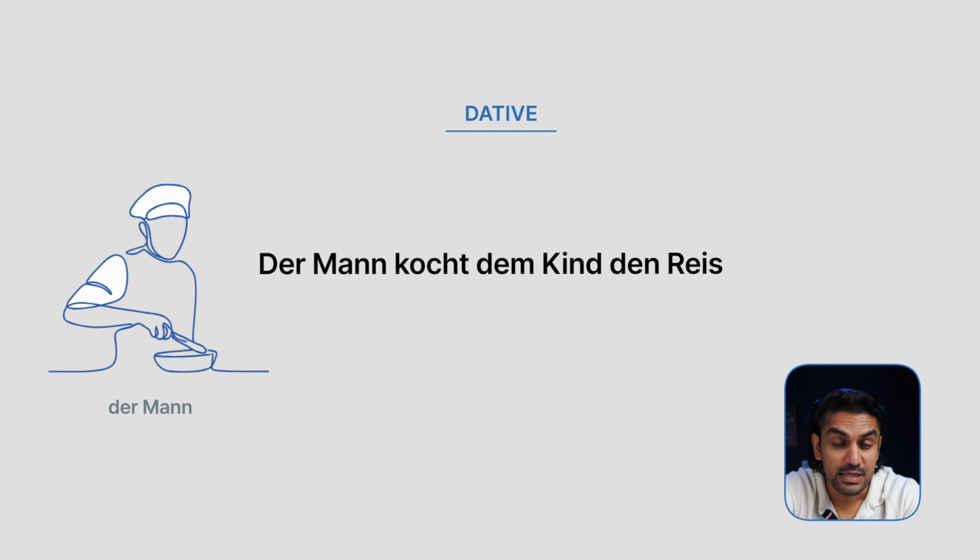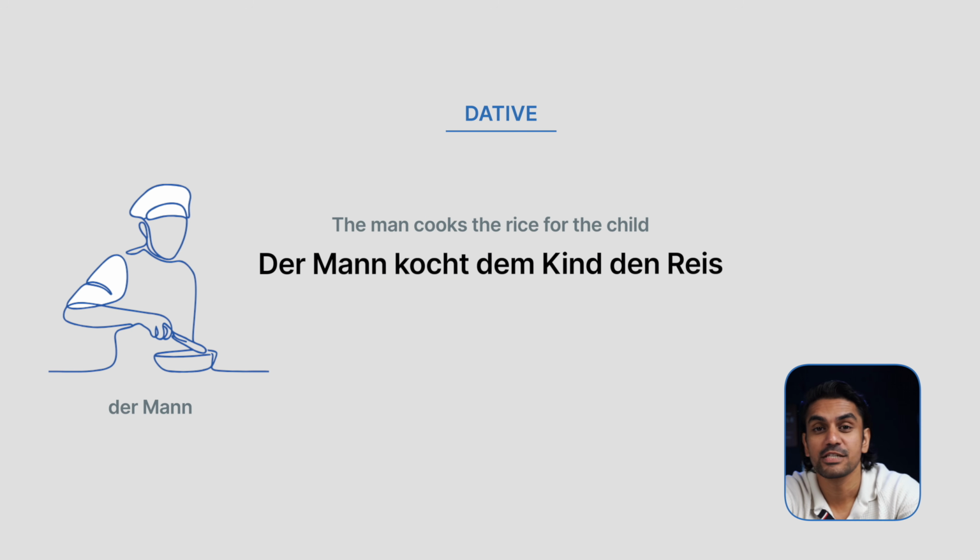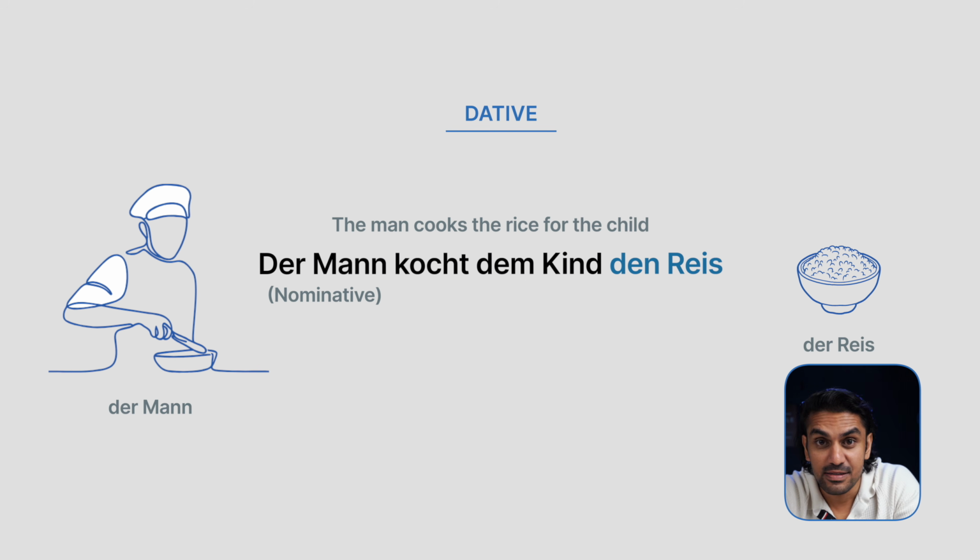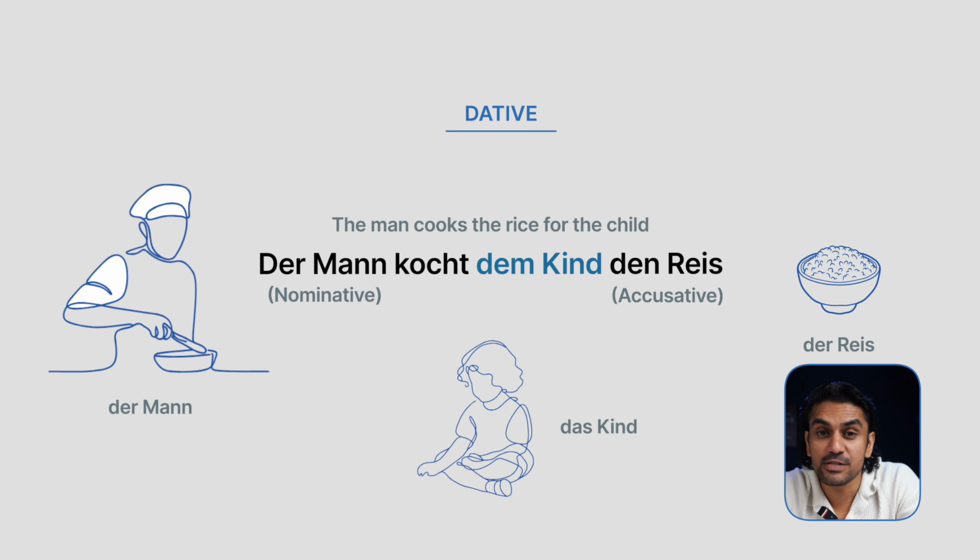For example, der Mann kocht dem Kind den Reis. The man cooks the rice for the child. Here, der Mann is the one doing the action. So he is in the nominative case. Den Reis is what's being cooked or the direct object. So that's accusative. And dem Kind is for whom the action is done or the indirect object. So it's dative. Since Kind is neuter, das Kind, it changes to dem Kind in the dative case.